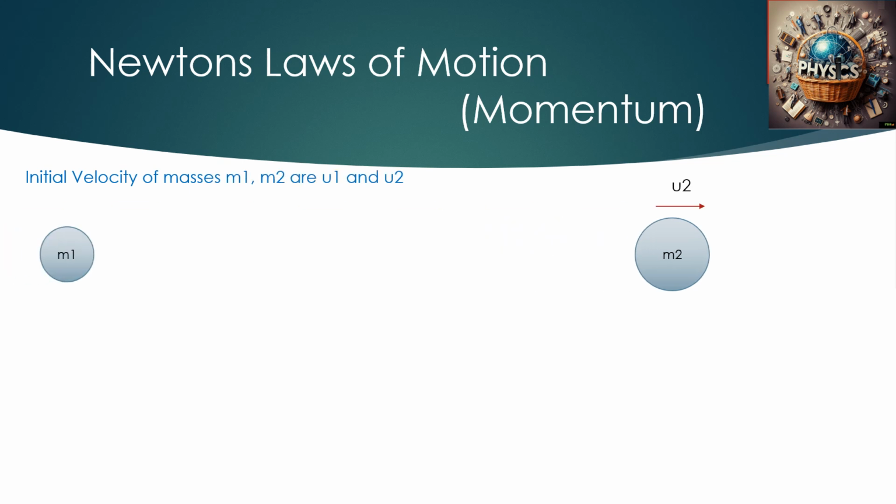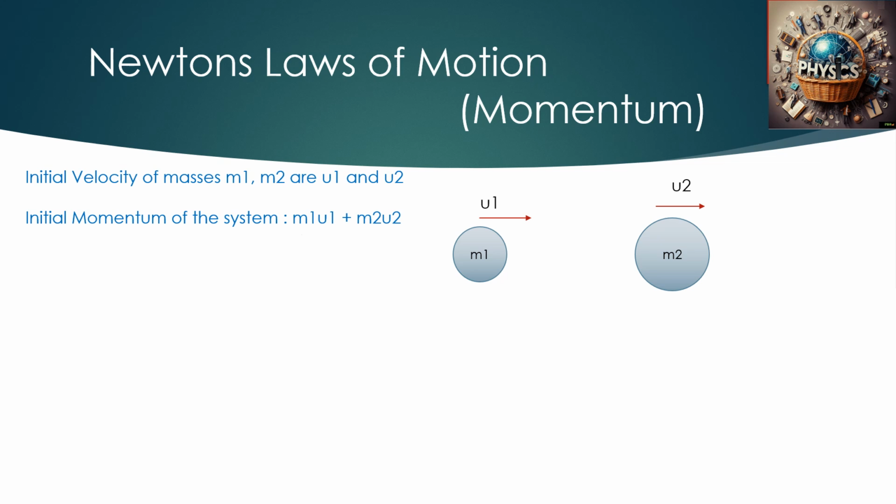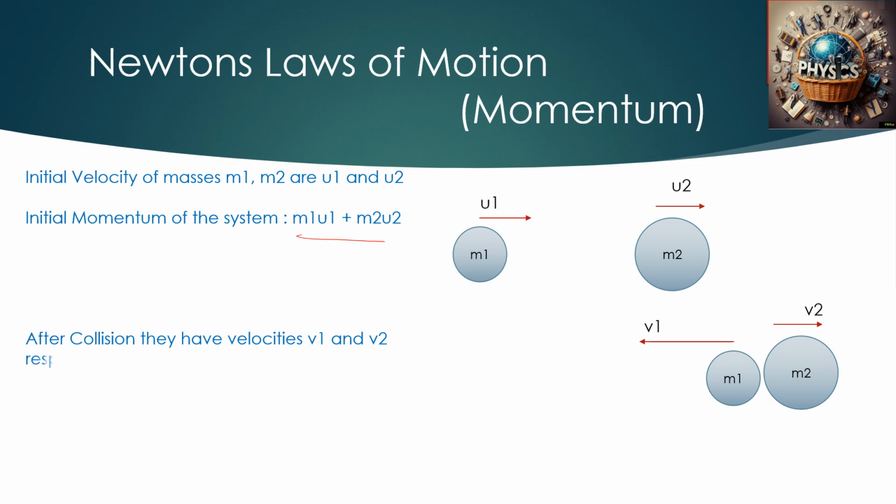So again, considering the situation wherein these two masses are moving with initial velocities of u1 and u2, with masses being m1 and m2. Now in this case, the total initial momentum of mass m1 is m1 u1, and the initial momentum of mass m2 is m2 u2. So the total initial momentum of the system overall taken together will be m1 u1 plus m2 u2. Now after this collision, the bodies separate out and they start moving with velocity v1 and v2. So the total momentum of the system after collision will be m1 v1 plus m2 v2.